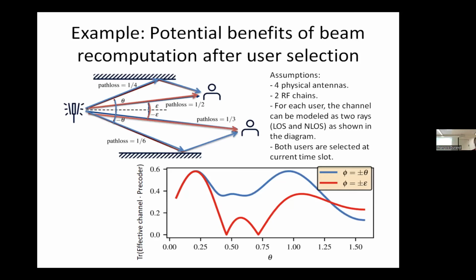It's one question. What is on the y-axis? It's the trace of the effective channel multiplied by the precoder, which is essentially a measure of the quantity of signal that you would get. So we assume zero forcing. Once you've chosen your users, you've got your analog beam, so you have the effective channel. We then use zero forcing, so it becomes diagonal, and it's then the trace. Okay, thanks.